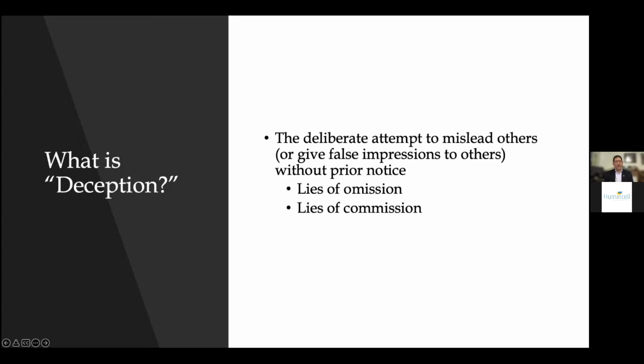There are many ways to classify deception. One of the biggest ways are these two categories: lies of omission, where one deliberately misleads others by omitting information, and then lies of commission, which are fabrications. Essentially, people create stories to fabricate or provide different kinds of information.